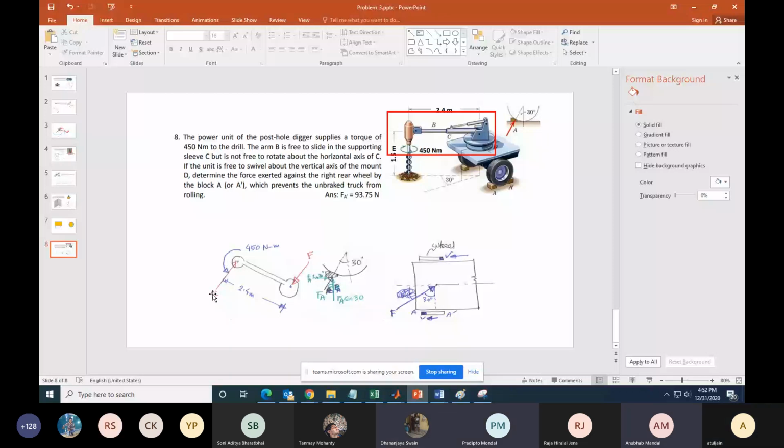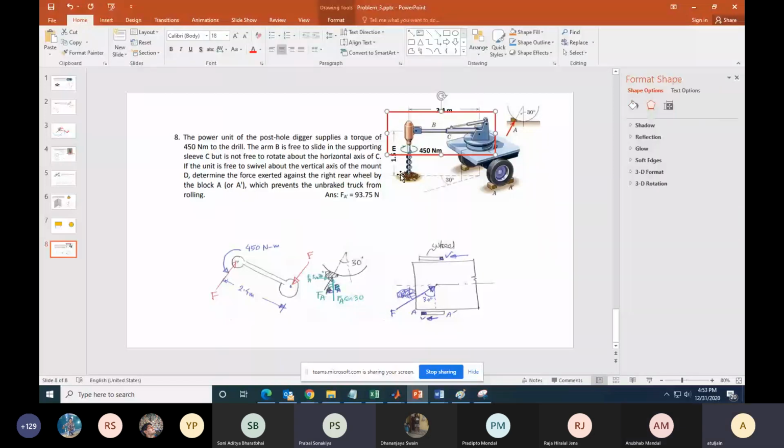Sir, basically due to that 450 Newton meter couple acting because of the rotation of the drill bit, we are having a counter couple on the arm, which we have shown by two forces, so that it is in equilibrium. Yes. Correct. Okay, sir, I got it. And sir, say about the rotation. Sir, I am not able to understand the direction of the force F. Can you please explain? Yes. The force F is creating a couple in the direction opposite to this 450 Newton meter.